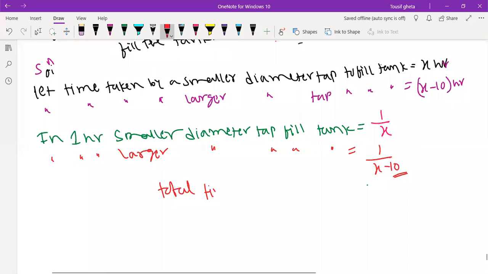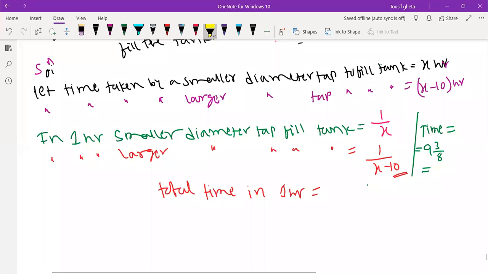See, what is the time which was given? The time was 9 3 by 8. This 9 3 by 8 can be written as what in improper fraction? What will you write for 9 3 by 8 as an improper fraction? Anybody?